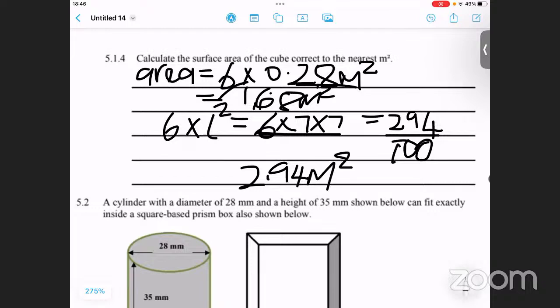Okay, so that means we probably did something wrong. Do you see that these two answers are not the same? This one and this one. Yes, ma'am. Let's see what we could have done wrong here. What do you think we could have done wrong? Six times 0.28.